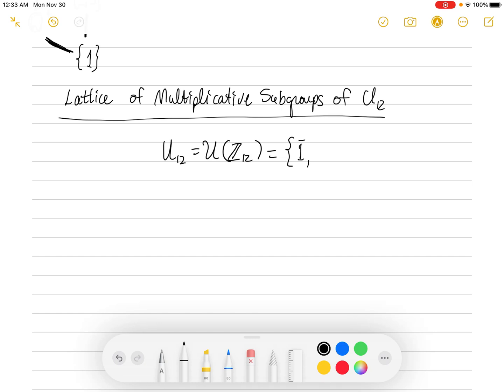1 bar, not 2 bar because 2 bar is not relatively prime to 12, not 3 bar, not 4 bar, 5 bar, 6 bar is not relatively prime to 12, 7 bar, not 8 bar, not 9 bar, not 10 bar, 11 bar. So U12, these are the units of Z12. This is a multiplicative group. Here's a subgroup.